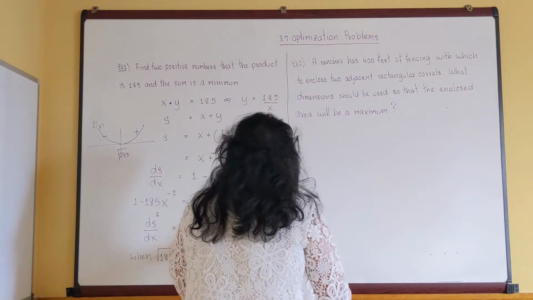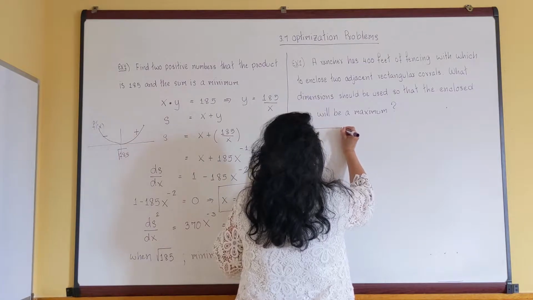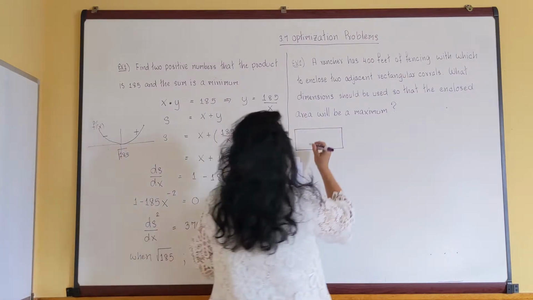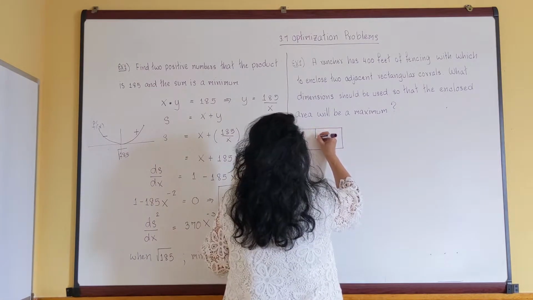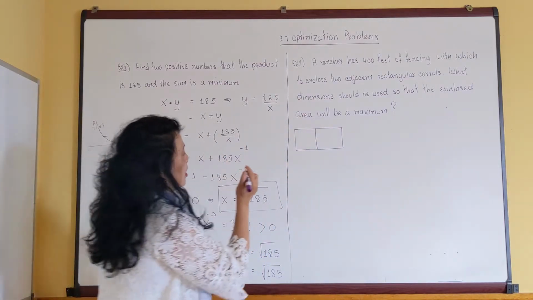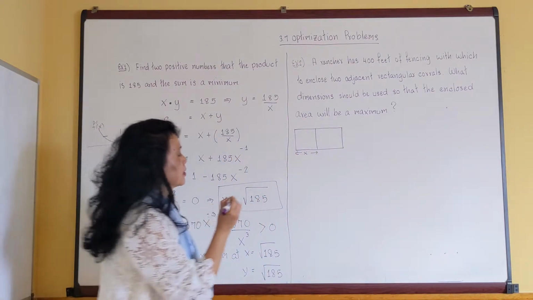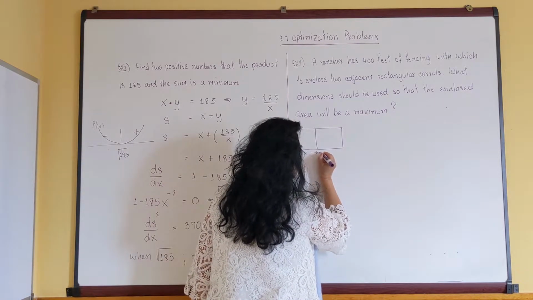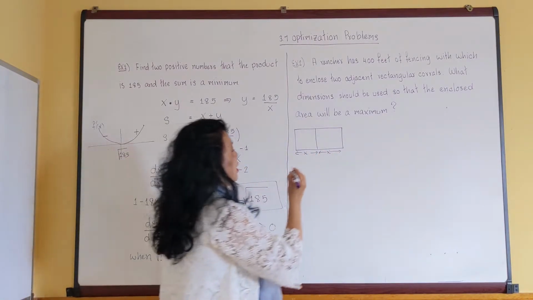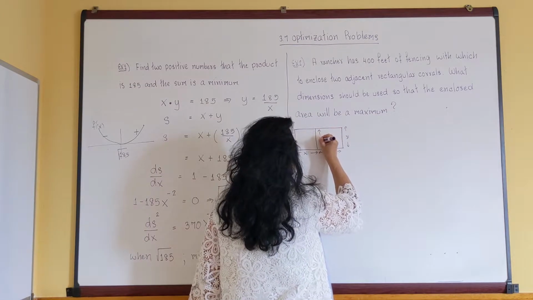Alright, let's draw the picture. This is rectangular, 2 adjacent, so it looks something like this. We don't know the dimensions. Let's call this distance x, and the distance from here to here is also x. The vertical side we call y. So we have y all the way.